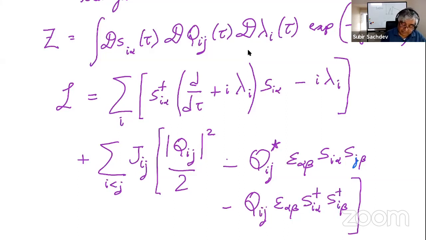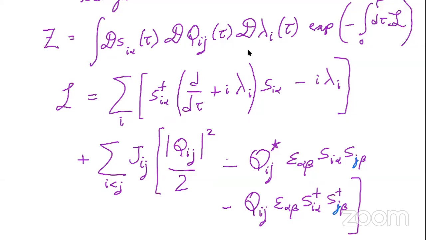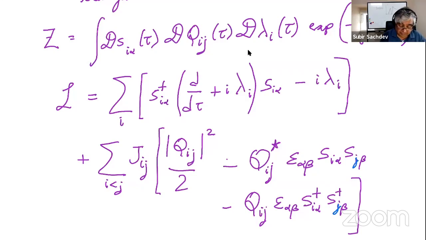So there's a pair of bosons between sites I and J, which is going to couple to this bond field Qij. It's a complex number Qij on every link of the lattice and for all times tau. As you can see, this is very much analogous to the superconducting order parameter, except we did that by pairing electrons in momentum space, but here we prefer to carefully work in real space.